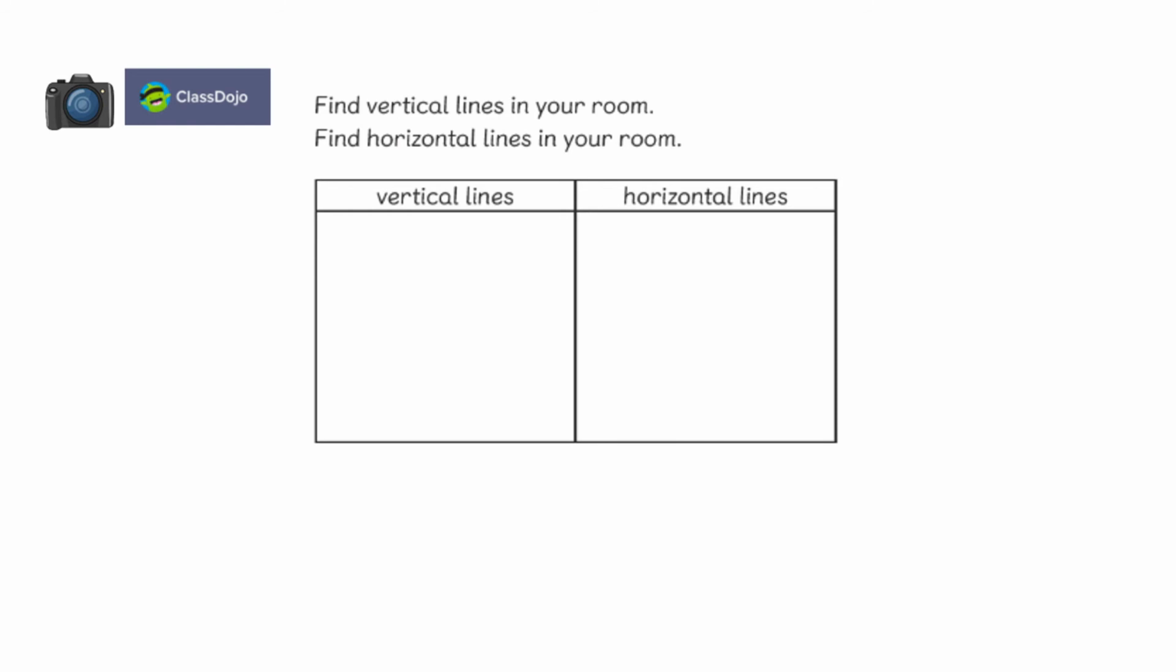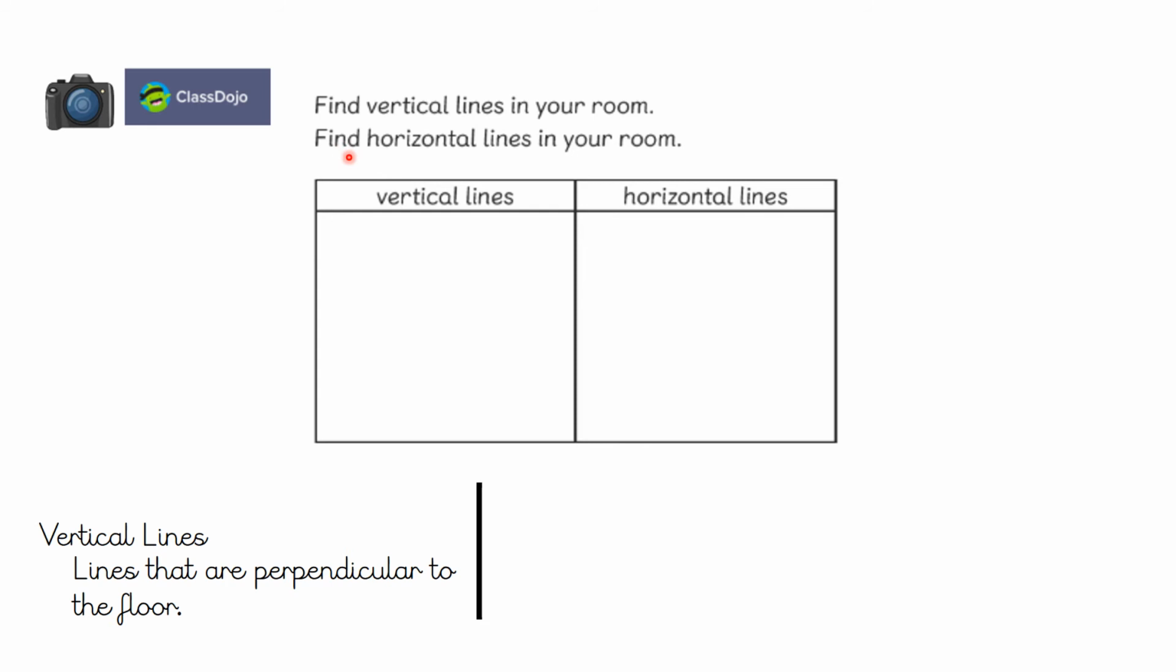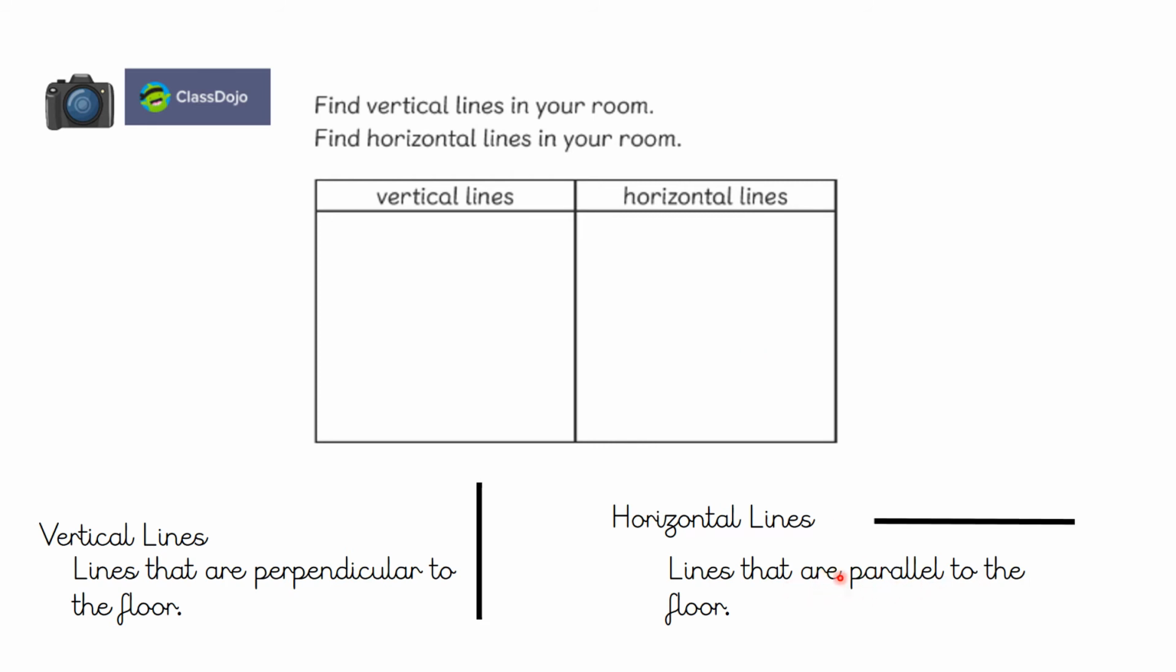Now it's your turn, Year 3. I would like you to look around your house and see if you can find any vertical lines. These are lines that are perpendicular to the floor. I'd also like you to see if you can find any horizontal lines in your house. These are lines that are parallel to the floor. You can record the lines you find in the table like I did, or you can send us a picture on Class Dojo. Good luck and see how many vertical lines or horizontal lines you can find.